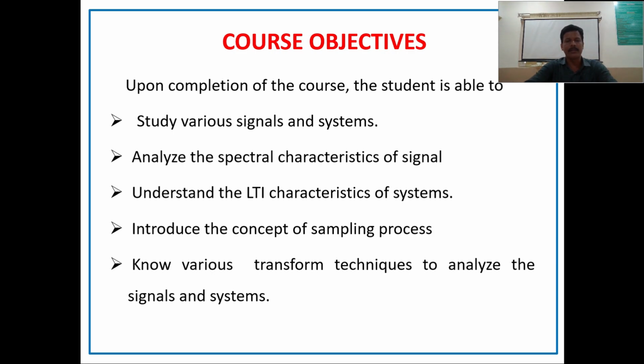Coming to the course objectives, upon the completion of the course, the student is able to study various signals and systems, both in continuous time and discrete time case, and analyze spectral characteristics of signals, which is nothing but frequency domain representation of signals. Here we cover Fourier series and Fourier transform. Next, understand the LTI characteristics of the system, which highlights linearity and time invariance properties of the systems. Next, we introduce the concept of the sampling process, which is very important in the conversion from analog to digital signals. And finally, know various transform techniques to analyze signals and systems, which covers Laplace transform and Z transform, which is very useful for the analysis of signals and systems in the complex domain.